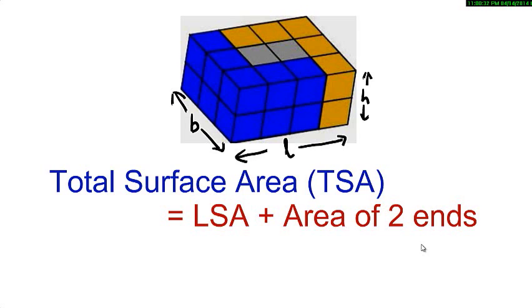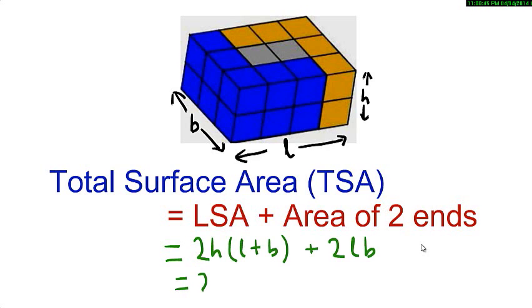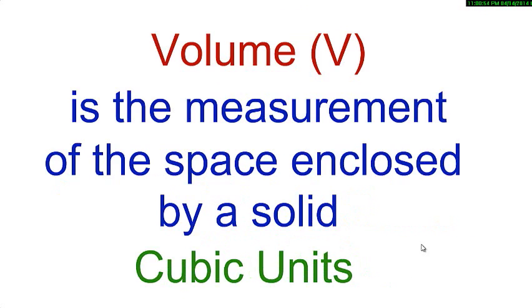We also know that LSA is nothing but 2H into L plus B. The area of the two ends is nothing but 2 into LB. So if I open this out, I get 2L into H plus 2B into H plus 2L into B. The volume of a solid is the measurement of the space enclosed by a solid. It is measured in cubic units.